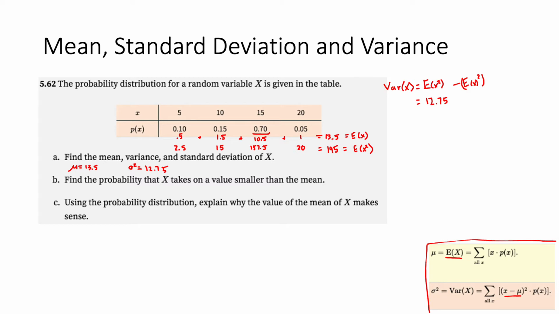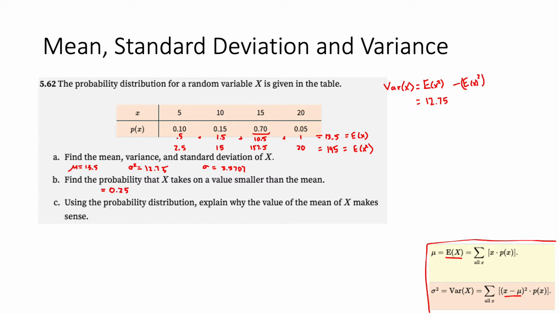Once we have our variance, all we have to do is just square root that value, and that's going to get us 3.5707. Okay. Now that we know these values, we can answer question B. That's going to take us back to stuff that we were doing in the previous two slides. Find the probability that x takes on a value smaller than the mean. So our mean is 13.5. The values that are smaller than that are 5 and 10. And we can just add up the probabilities. 0.1 plus 0.15 is 0.25.